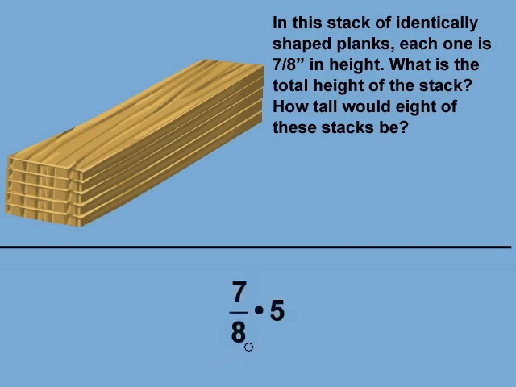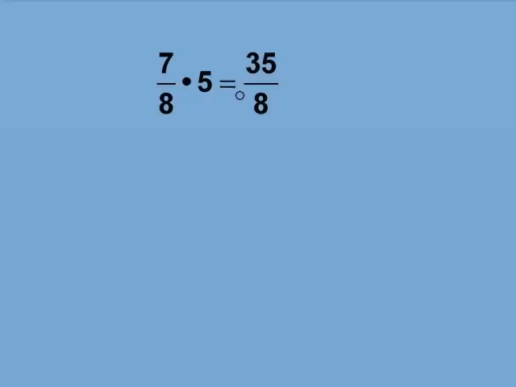Since the denominator and the whole number don't have any common factors greater than 1, multiply the whole number and the numerator as shown here. This results in the improper fraction 35/8, or the mixed number 4 3/8. This is the height of the 5-plank stack.